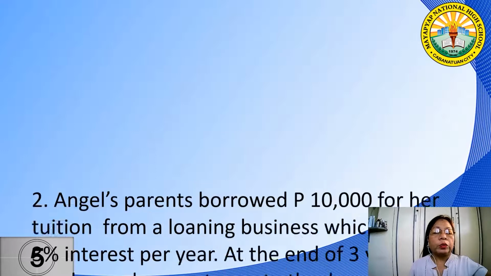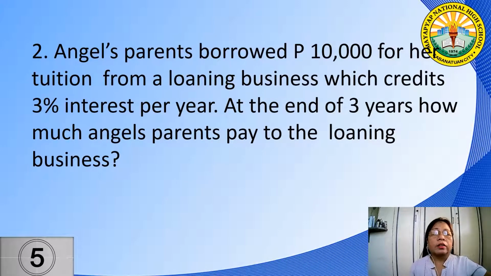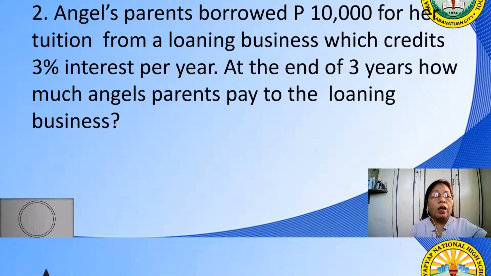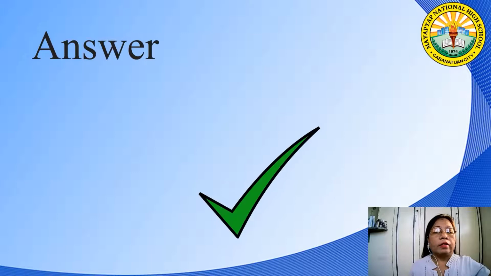Question number 2. Angel's parents borrow 10,000 pesos for her tuition from a loaning business which credits 3% interest per year. At the end of 3 years, how much Angel's parents pay to the loaning business? Time starts now. Excellent. The correct answer is 10,900 pesos.